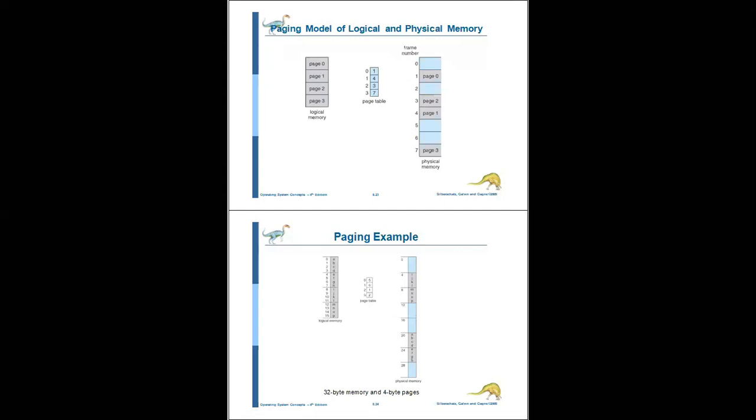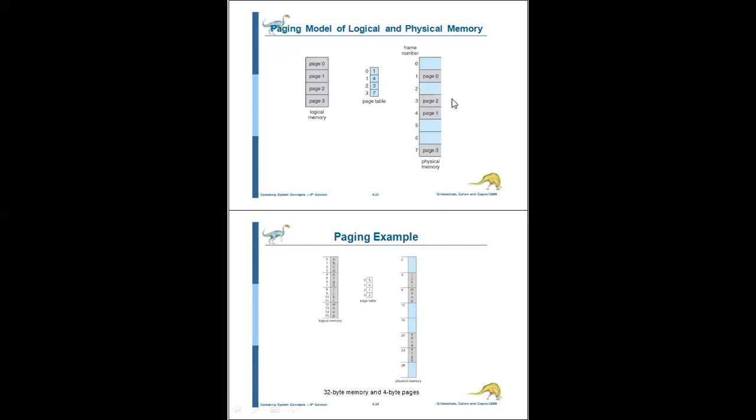So this is the paging model of logical and physical memory. Here, this is the logical memory, this is the page table, and this is the physical memory. The logical memory is divided into fixed size pages, and the physical memory stores the pages using the frame number.